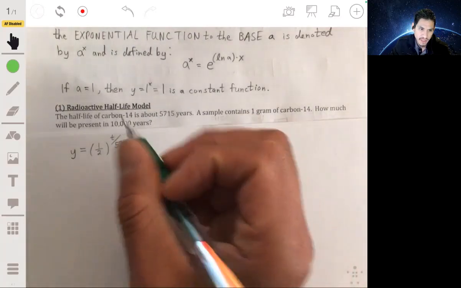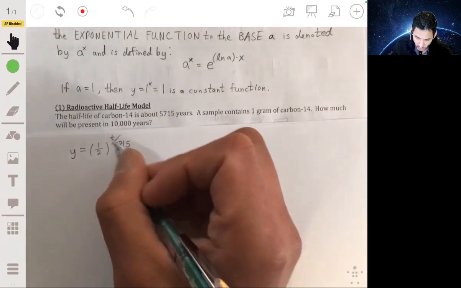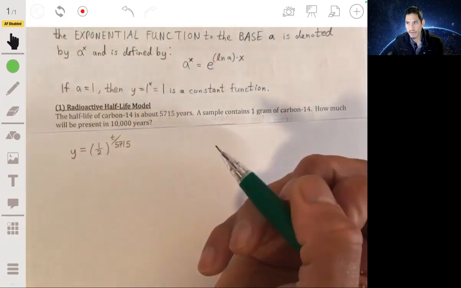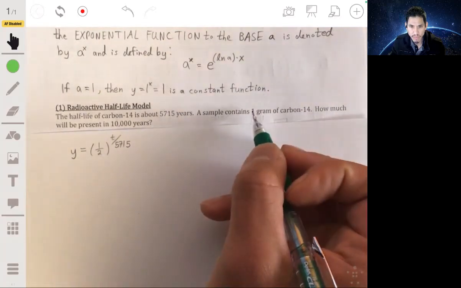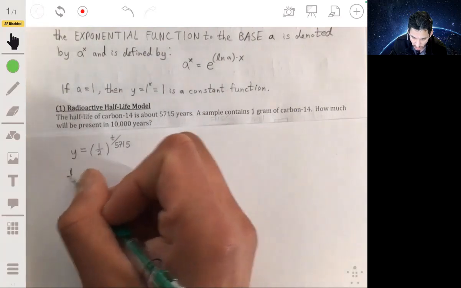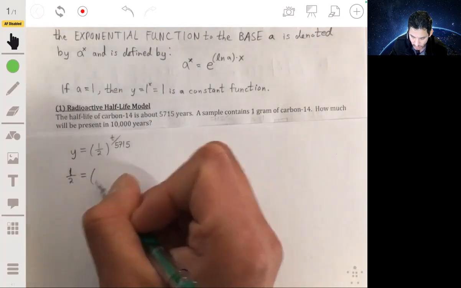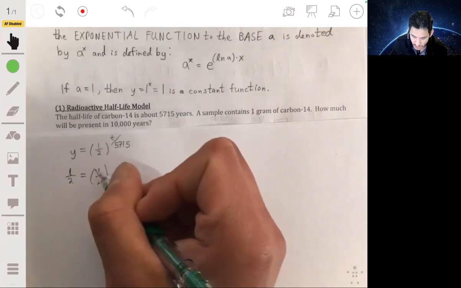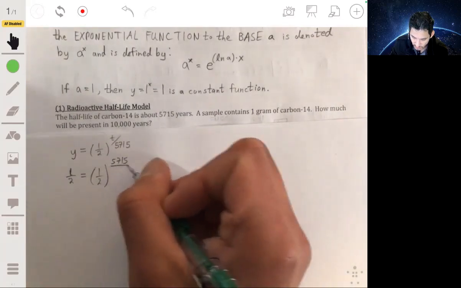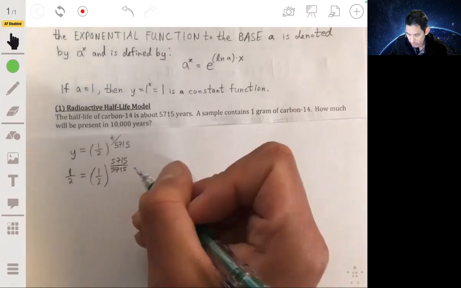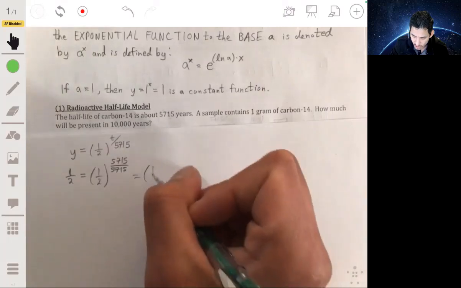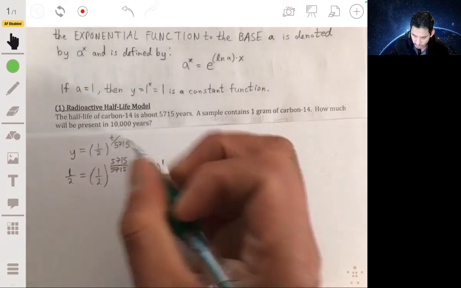Now, just to give you basic reasoning for how this works is, half-life represents half the amount. So if we have 1 gram, half the amount of 1 gram is half a gram. So if we want to figure out how long it takes to get half a gram, the reason this works is because that means that t will be 5,715. And if you have 5,715 over 5,715, that's just 1/2 to the 1, which we know is just 1/2.